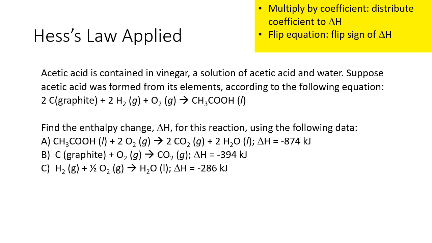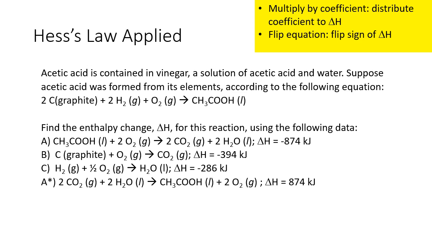All right, so the first thing we want to do is line things up so that our products are on the product side and our reactants are on the reactant side. If we look at our first equation, A, we have a reactant of acetic acid, but we need it to be a product. So we're going to have to flip that equation. And if we flip the equation, we flip the sign. So that's our new manipulated equation A.